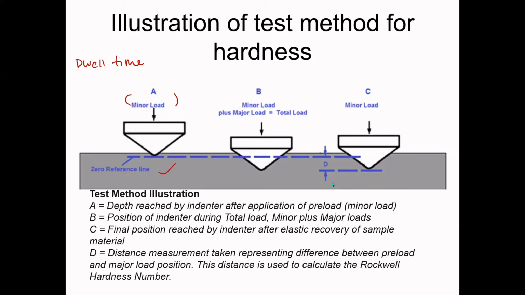After the preload, an additional load, called the major load, is added to reach the total required test load. This force is held for a predetermined amount of time, or dwell time, like what I have mentioned before, to allow for elastic recovery. This major load is then released, returning to the preliminary load. After holding the preliminary test force for a specified dwell time, the final depth of indentation is measured, and the Rockwell hardness value is derived from the difference between the baseline and the final depth measurement.